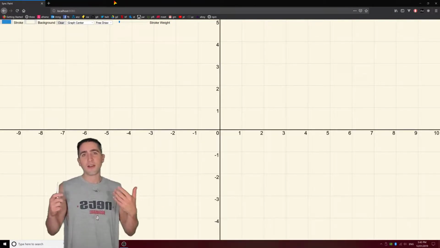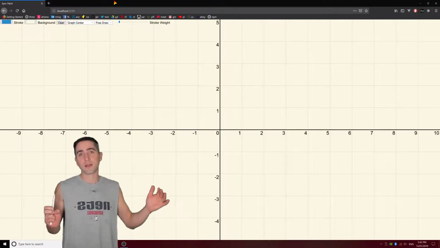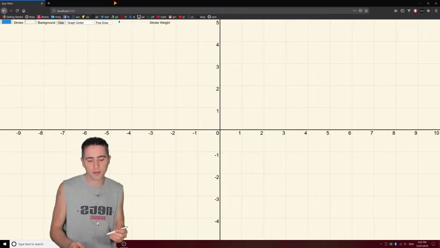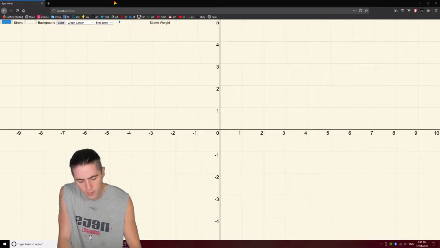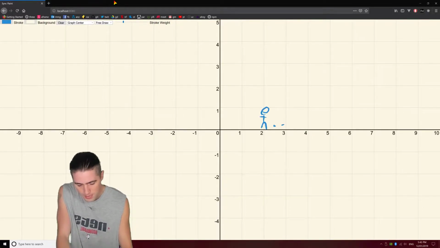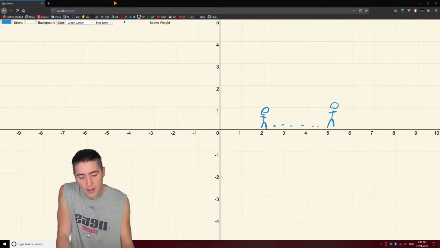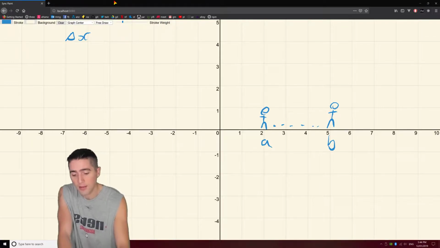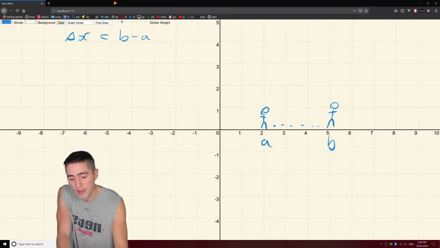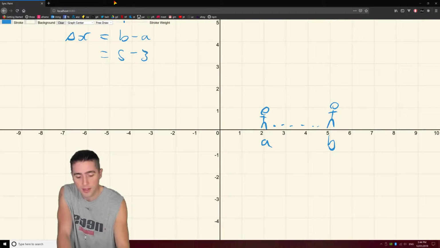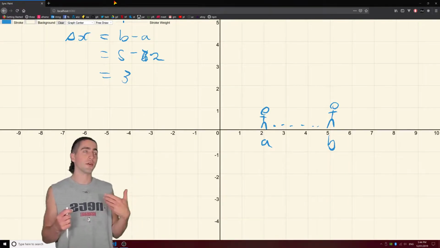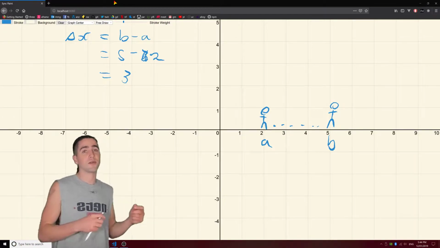Okay, so what we need to find out is, have they moved 5 meters? The delta position can work that way, but also can't. I'll show you what I mean. So let's say we've got our little dude at position 2, moves over to position 5. Now our delta x, if this is a and this is b, our delta x equals b minus a equals 5 minus 2, and that's going to equal 3. Now that happens to be 3 meters because he's moved in a positive direction.